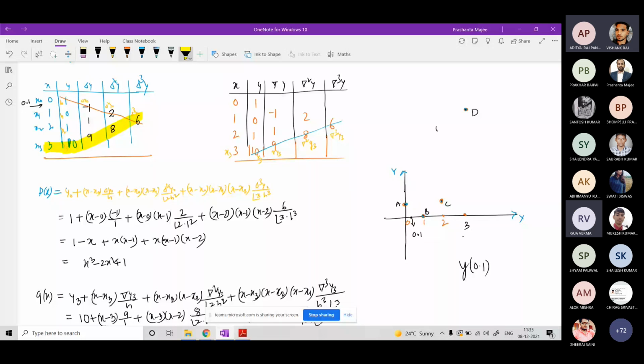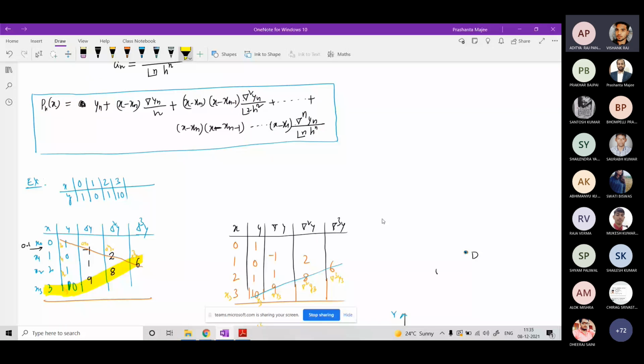Yes, sir. So now using only those 3 data points, you may determine the value at x equals 0.1. If you look at the formula of Newton's forward difference or backward difference, the last term has in the denominator which quantity? H power n into factorial n. Now factorial n is a very large number even for a moderately large value of n. Factorial n increases very rapidly.